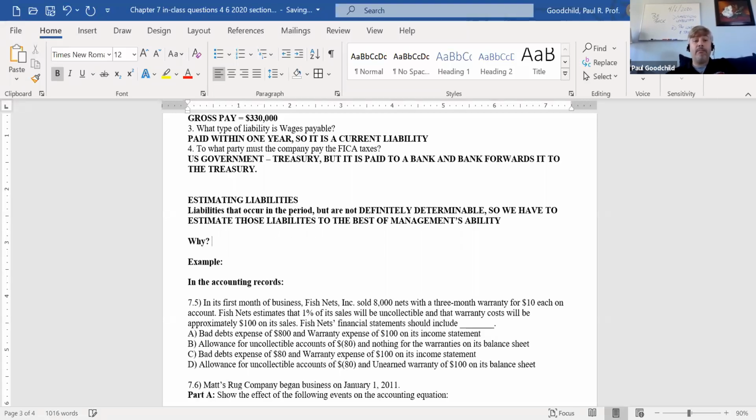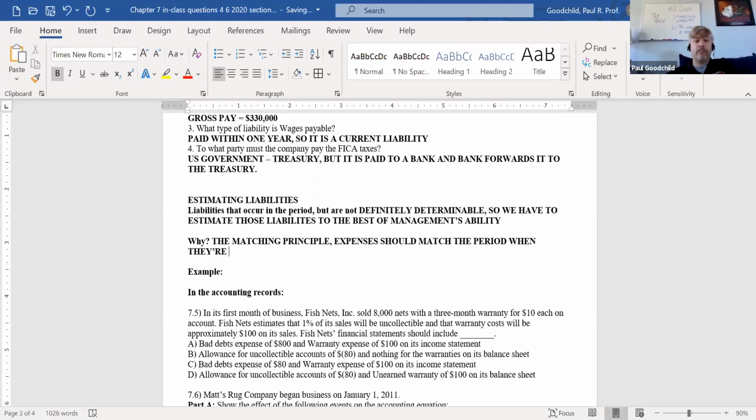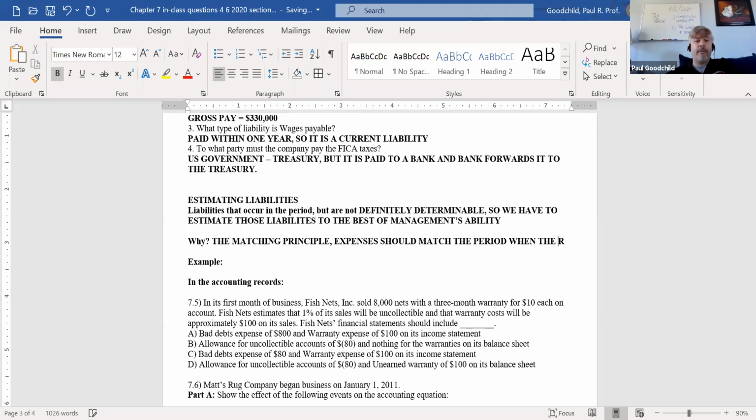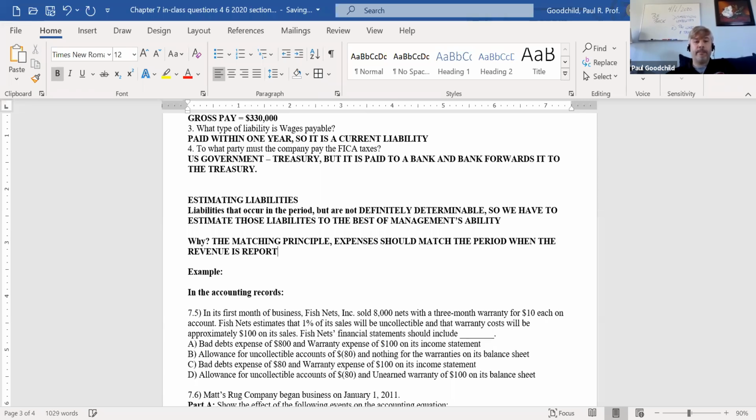And the reason why, hopefully you remember this now, is the matching principle. Our expenses should match the period when the revenue is reported.